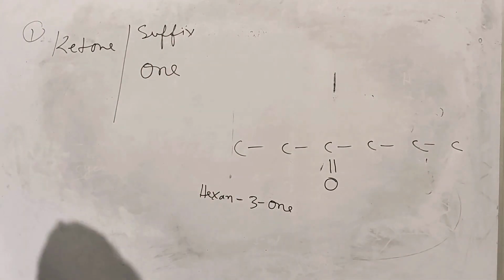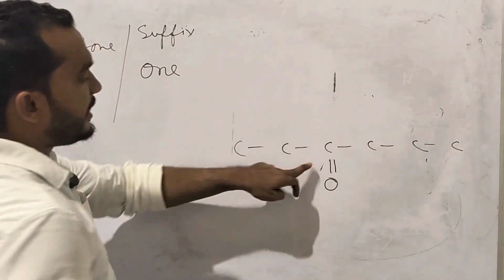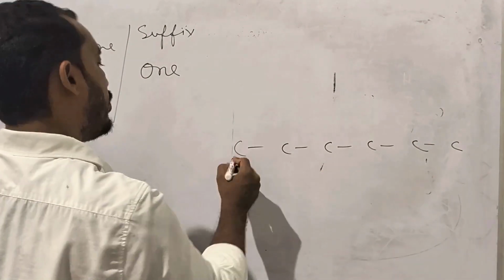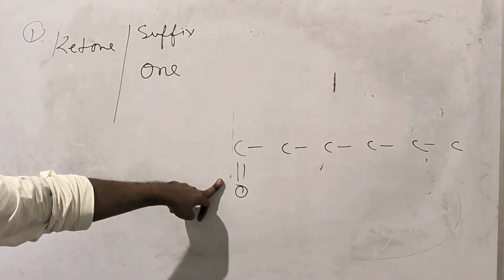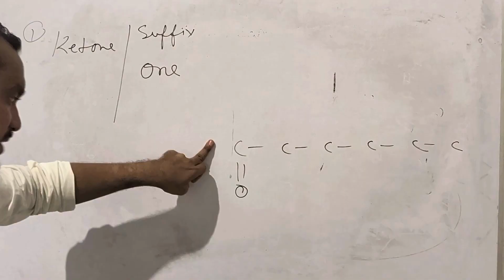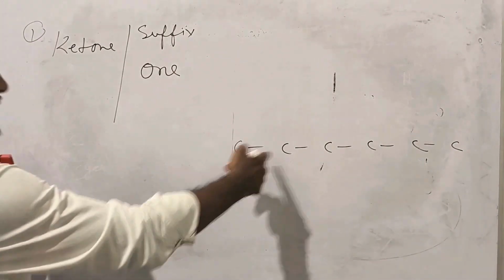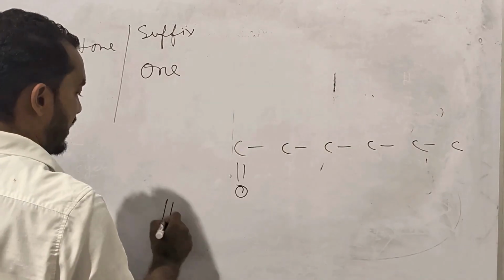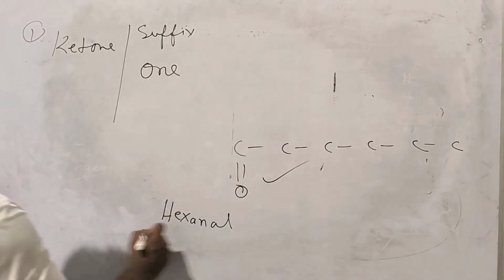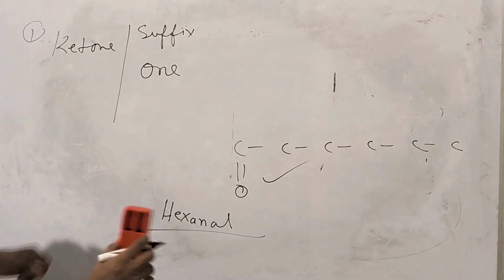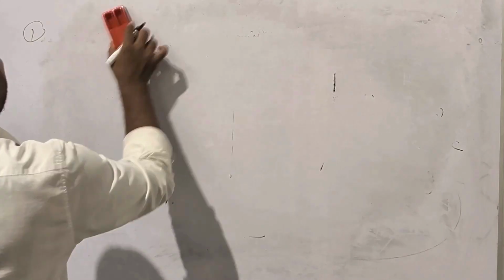Hexane 3 on. Okay, so let me rub it. Okay, see, if the double bond O is here, now it is not a ketone functional group. It is now what? Aldehyde functional group. And the suffix of the aldehyde is al. That means if I want to name this carbon chain, hexanal. Name of this compound is what? Hexanal. Okay, so next functional group we have, that is carboxylic acid.